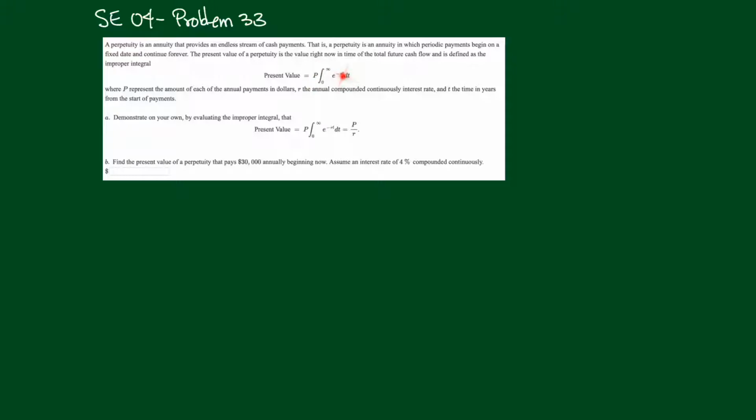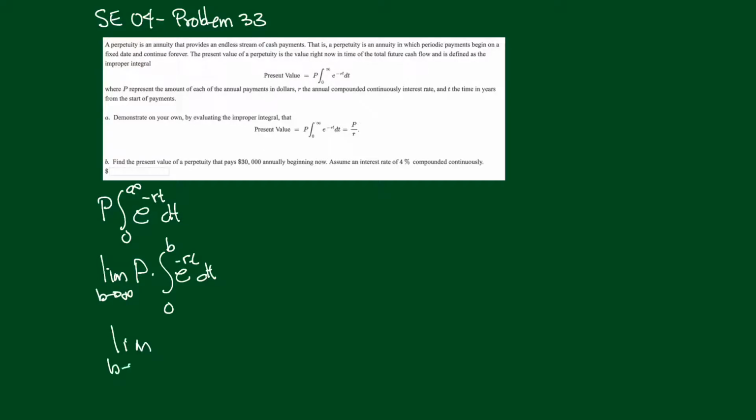Let's evaluate this. What we want to do is find the value of P times the integral from 0 to infinity of e to the negative rt dt. Well, this is an improper integral, so I'm going to write this as the limit as b goes to infinity of P times the integral from 0 to b of e to the negative rt dt. Let's keep our limit on there. This will be the limit as b goes to infinity of P times.